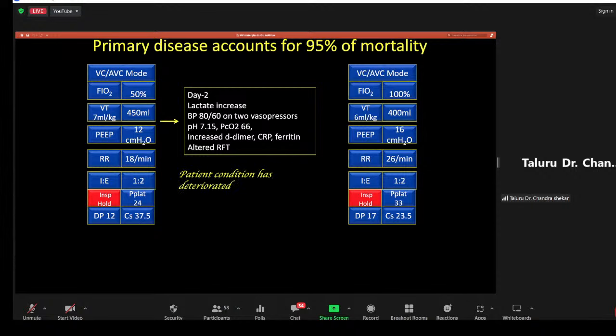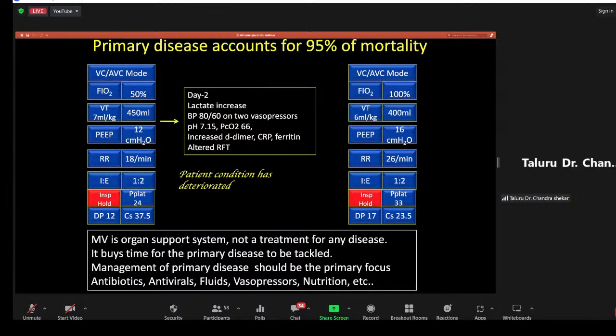So do you think that a primary lung protective ventilation is going to save the patient? Absolutely not. So remember this. Primary disease kills most of the patients. Mortality is always because of the primary pathology. So you should understand mechanical ventilation is a lung support system, not a treatment for any disease.